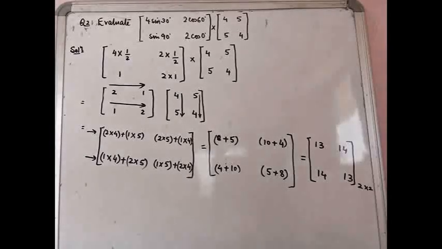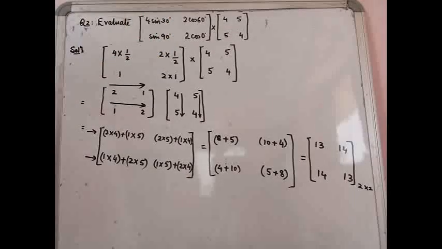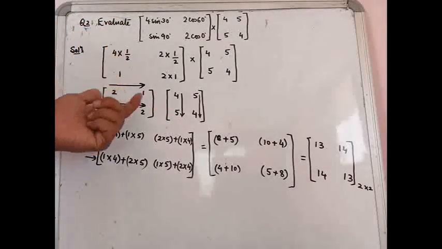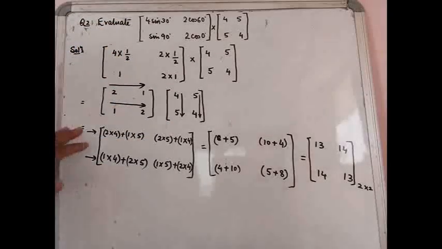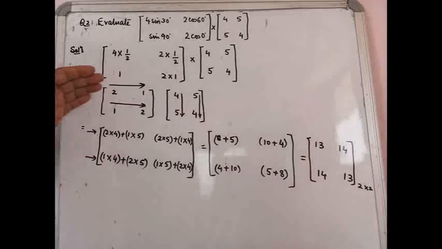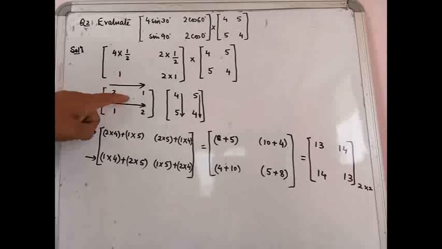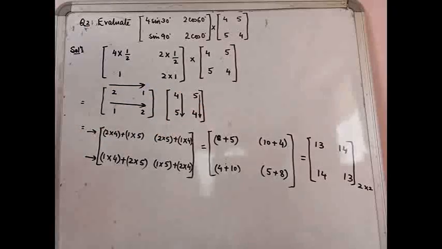So in questions involving trigonometric angles, standard angles, you will first put the values, and then once you get the simplified matrices, you will multiply according to the rule that I have shown. Now drawing these arrows is not important. This is only for your understanding, since these are the beginning few questions.